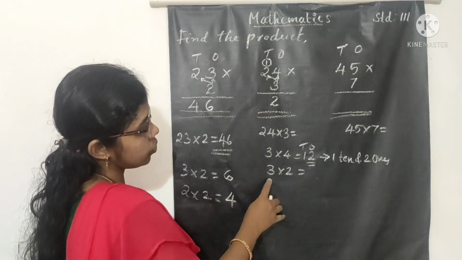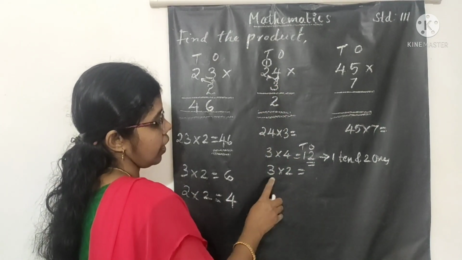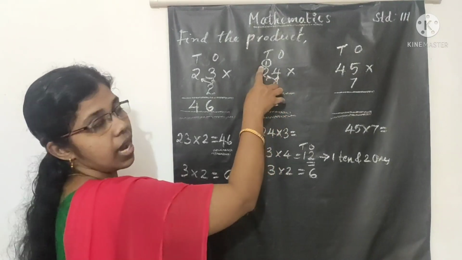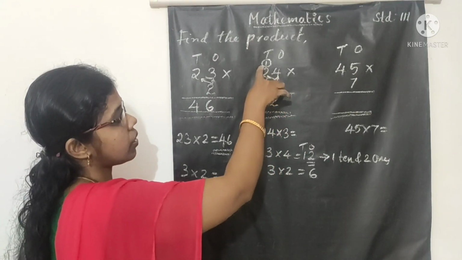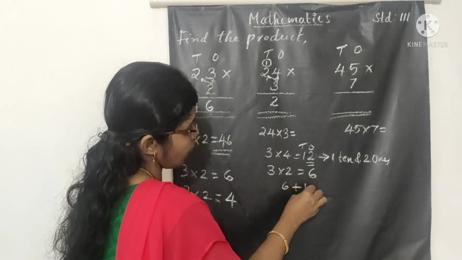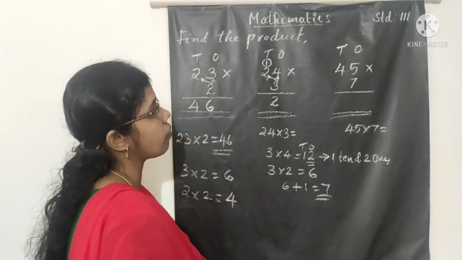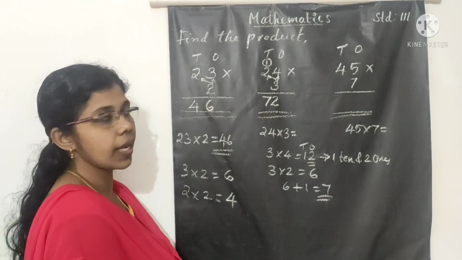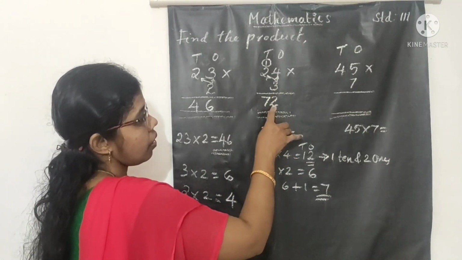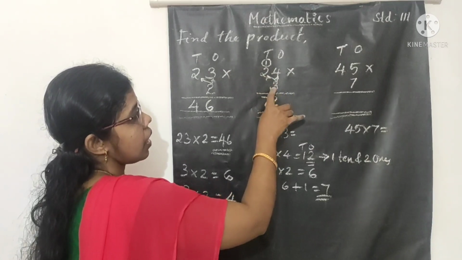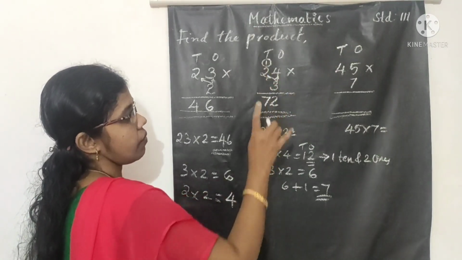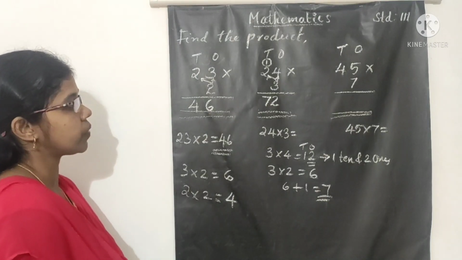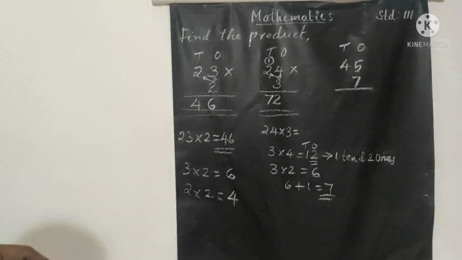Next, multiply 2 into 3, that is 3 into 2. 3 times 2 is equal to what? Yes, 6. Here we have one balance also. The carried number is 1. This 6 plus 1 is equal to 7. That is 7 tens. So 4 threes are 12, 1 balance. 2 threes are 6, 6 plus 1 is 7. 72. Is it clear? Yes. Then we move to our next question.